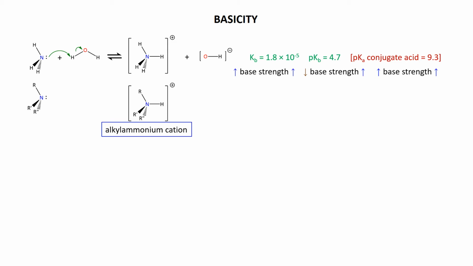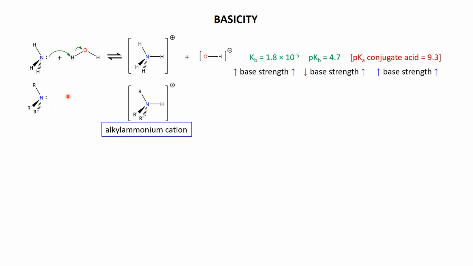And they said, can you have a quaternary amine? And the answer is, you can't have a quaternary amine. But if you think about this cation here, if instead of having H there, you had another R group, then it would be a quaternary alkyl ammonium cation.